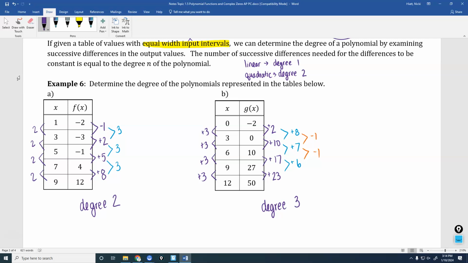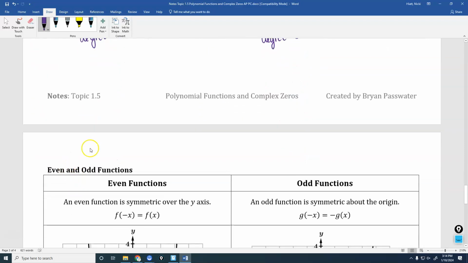Now, of course, it's possible to have tables where this does not happen at all, and then it would be neither. You wouldn't be able to tell the degree from the table. But if you're being asked for the degree, you should be able to eventually get to a constant rate of change for that. I'm going to stop here on this video because it is already getting very long.